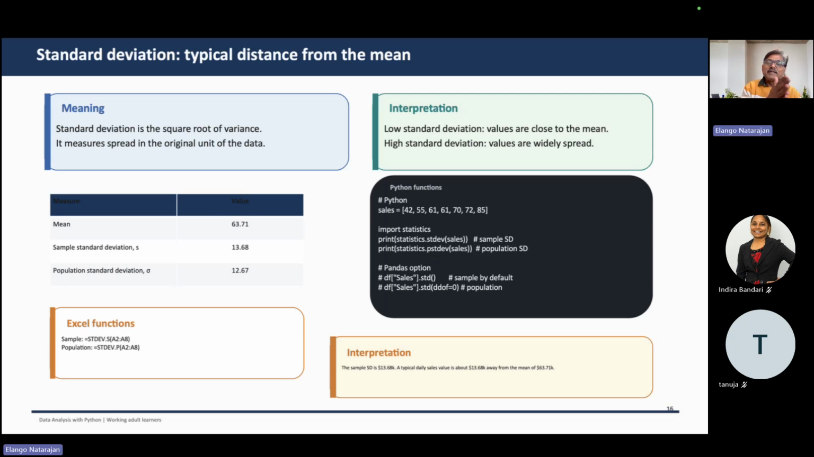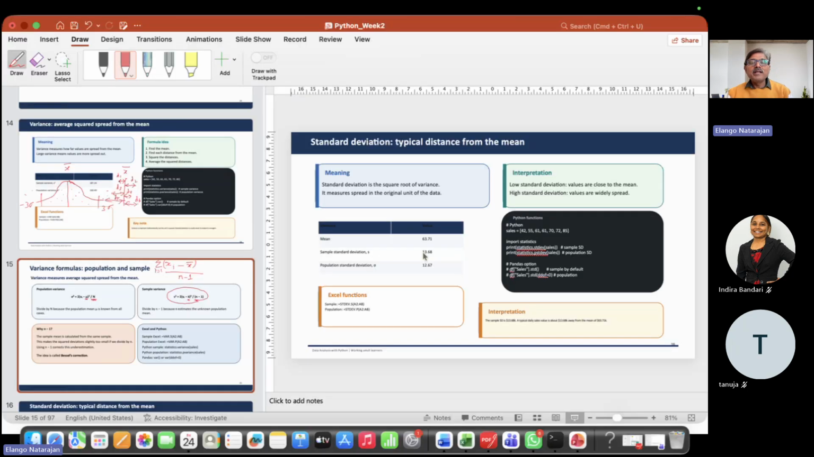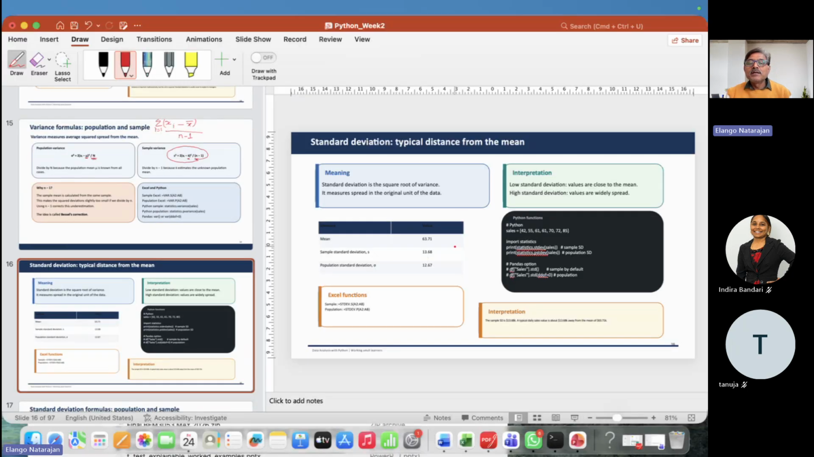Coming to the interpretation, if you have a low standard deviation, your values are very close to the mean. That means all the values are plotted very close to each other. So if this is your x bar and the values are very close to the mean, it will result in a very low standard deviation, sigma value. If the values are far away from your mean, ultimately this sigma value will be higher.